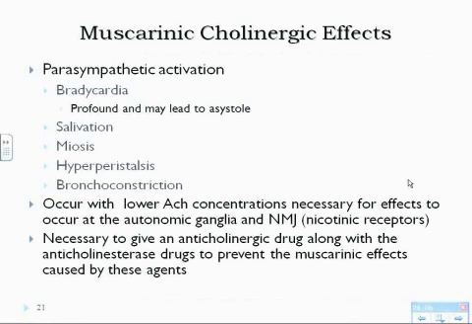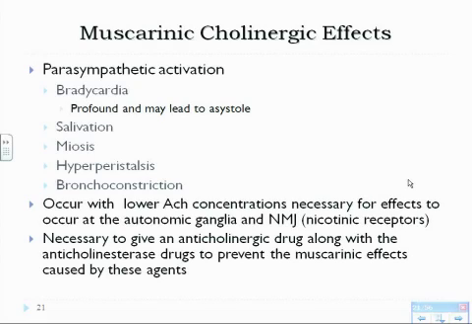What you also get from this, besides profound bradycardia, is profound salivation. You get miosis, which is not so much pain, but more of a discomfort for the patient. Hyperperistalsis, which can give you severe diarrhea and increase hyperemesis. And it can cause bronchoconstriction.